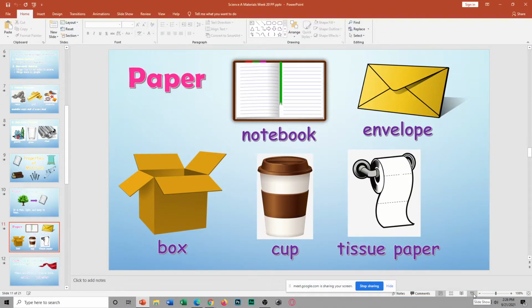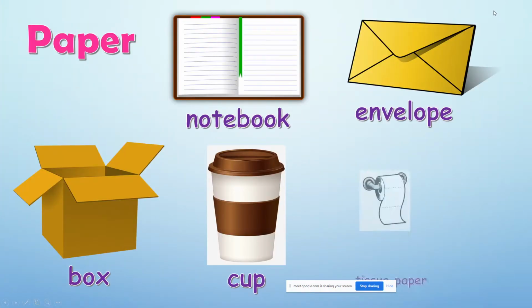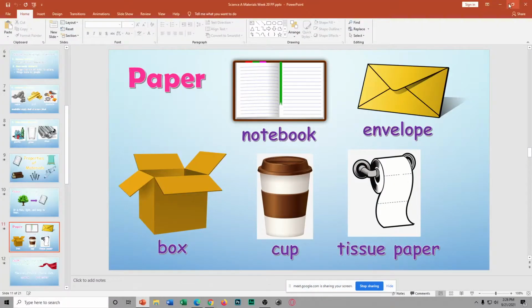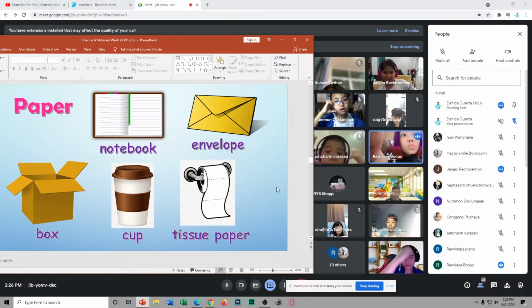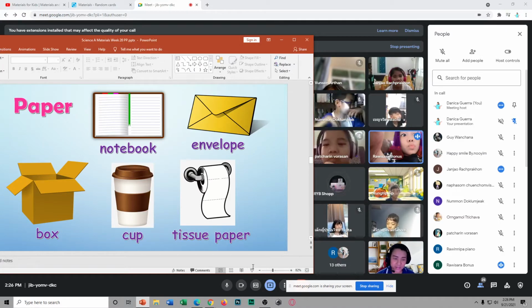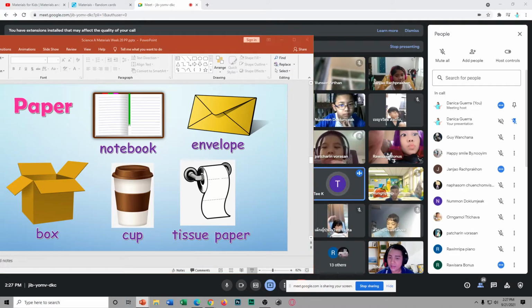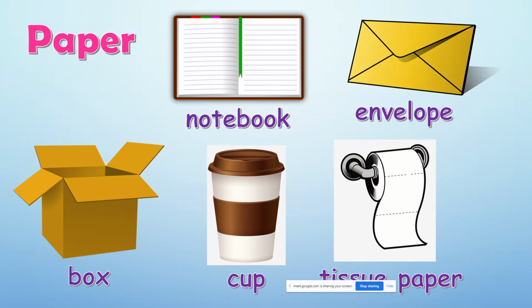How about at home? What are some examples of things made of paper in your home? Sticker. Book. What else? Card. Folders. The cover. The pack. Okay, next.